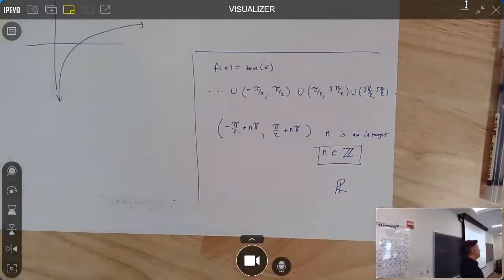Don't worry about it if your teacher's not using this notation. But some teachers are going to use this notation at some point. They're like, oh yeah, you should know this. So here you can see it a couple of times.